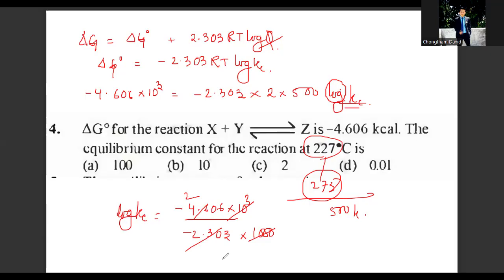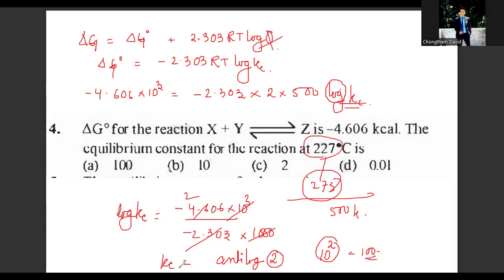So what is the anti-log? Anti-log of 2 will give you the equilibrium constant. To find the anti-log, just raise to the power 10. So what is this? 100.